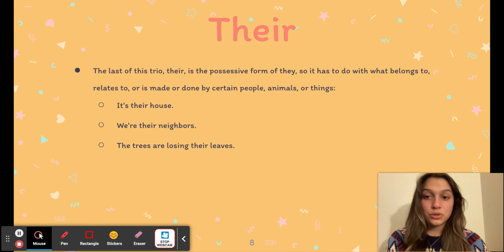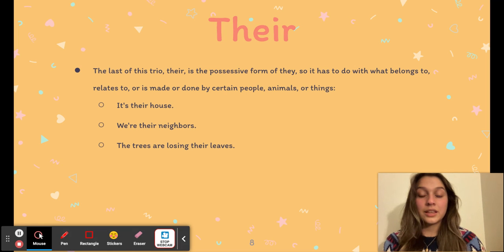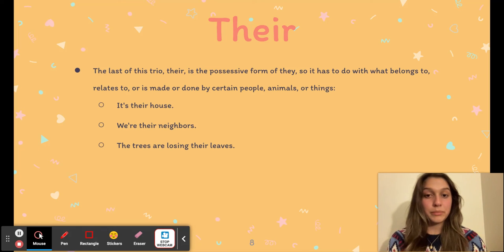So it's the last of this trio, and it's the possessive form of they. So it has to do with what belongs to, relates to, or is made or done by certain people, animals, or things. It's their house, where their neighbors, the trees are losing their leaves.